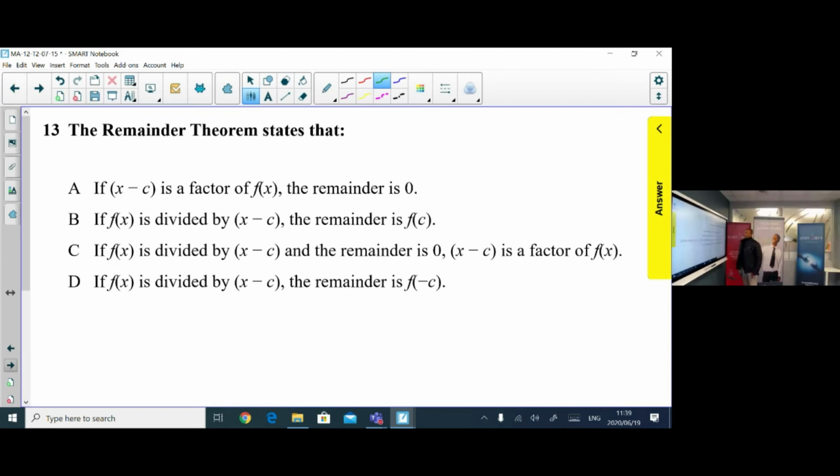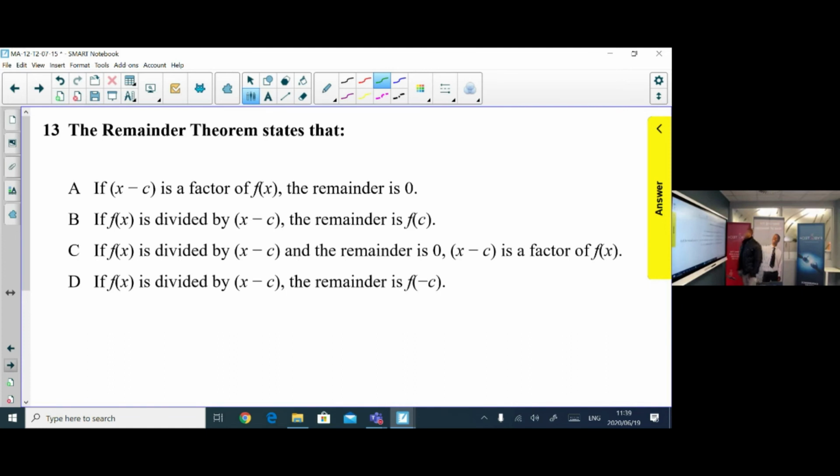So this is a question to check if you understand the remainder theorem. Is it stating that if x minus c is a factor of f, the remainder is 0? Or is it stating that if f of x is divided by x minus c, then the remainder is f of c?